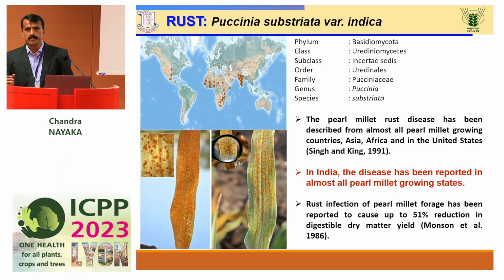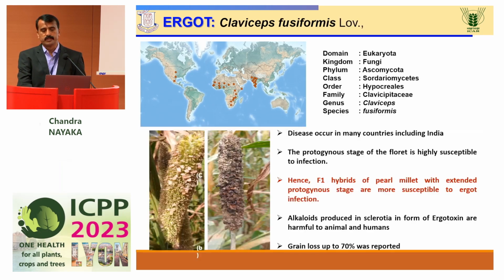One more disease we have been facing for the past decade is rust, which is caused by Puccinia substriata. It has the capacity to reduce the digestible dry matter of the crop. This disease mainly comes in the later stage of the crop, so we are not observing grain yield disturbance, but in fodder crops it is reducing the yield by up to 51%.